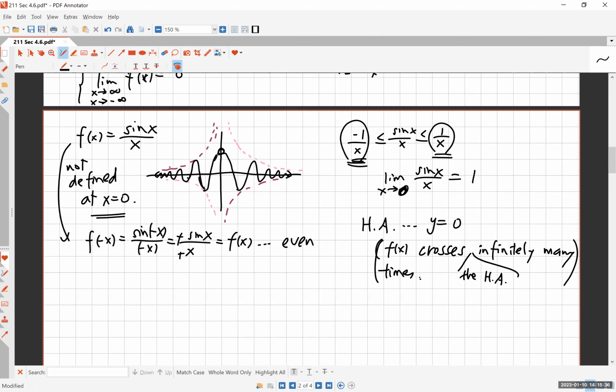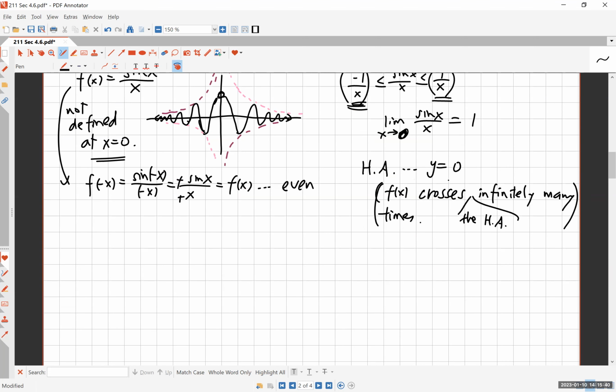And it is quite possible, right? And this does satisfy the definition of an asymptote. And so the line y is equal to 0, otherwise known as the x-axis, is the only horizontal asymptote for this function sine x over x. Okay. So that's the limit at infinity.